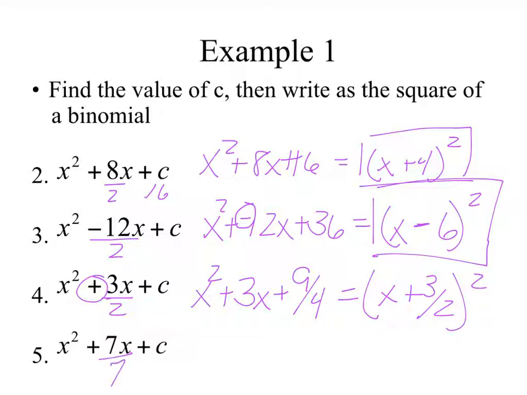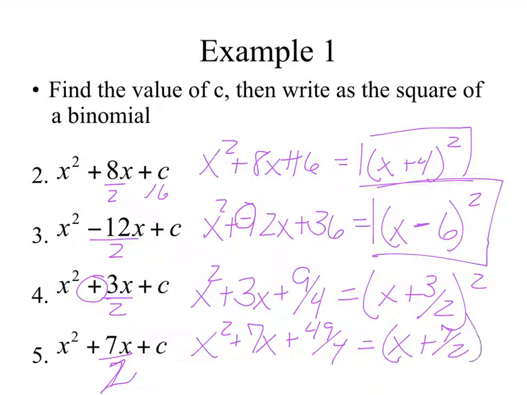Number 5, 7 divided by 2. So that's going to give me x squared plus 7x. When I square 7 over 2, I get 49 over 4. The binomial would be x plus 7 over 2 squared.